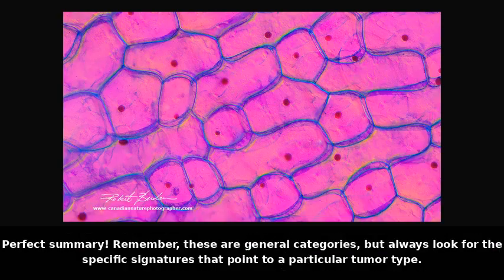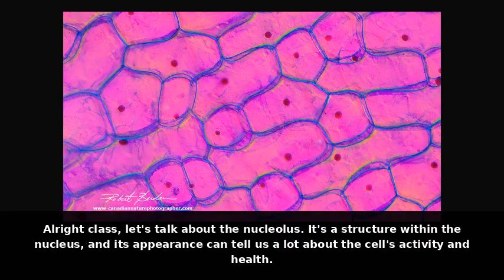Got it. Perfect summary. Remember, these are general categories, but always look for the specific signatures that point to a particular tumor type. All right, class, let's talk about the nucleolus. It's a structure within the nucleus, and its appearance can tell us a lot about the cell's activity and health.